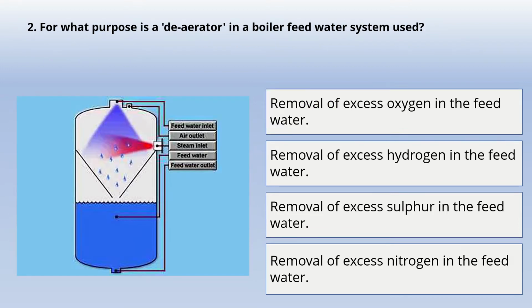Our next question is, for what purpose is a deaerator in a boiler feed water system used? And the options are removal of excess oxygen in the feed water, removal of excess hydrogen in the feed water, removal of excess sulfur in the feed water, removal of excess nitrogen in the feed water. And the correct option is removal of excess oxygen in the feed water.